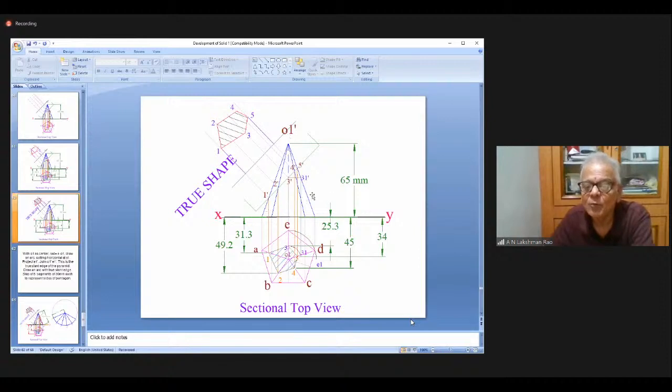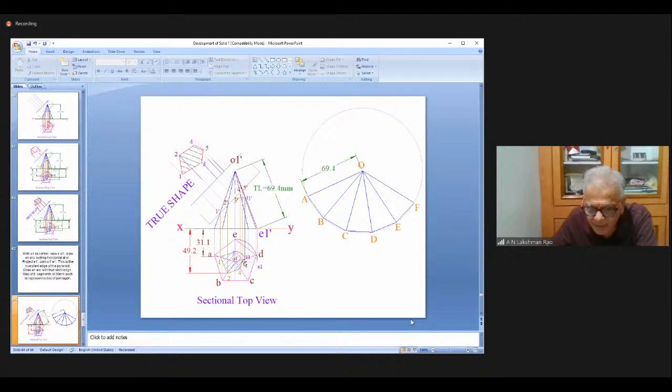We feel O1 3 1 dash is true length, but that is not true because O1D is not parallel to XY. If O1D is parallel to XY, I get true length. O1D is not parallel. Therefore, what I should do? I should draw one more line parallel to XY from O1. Here I draw, from O1, a parallel line to XY.